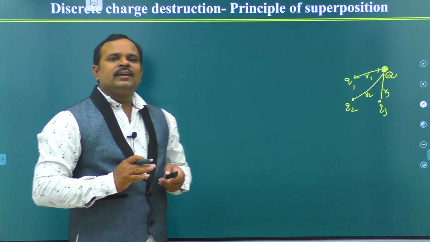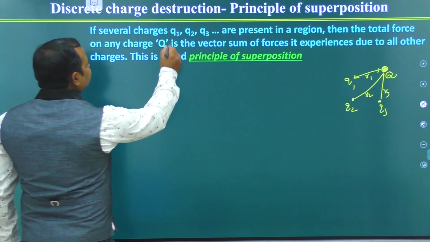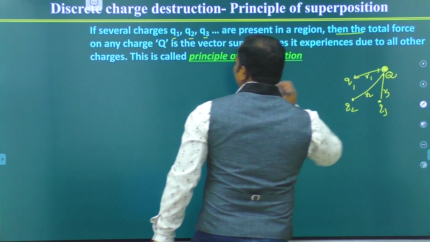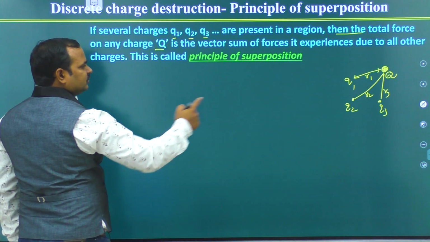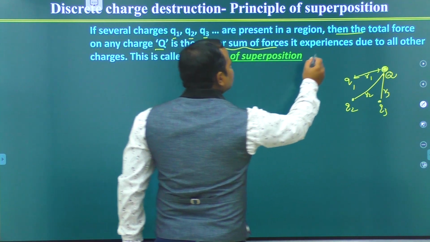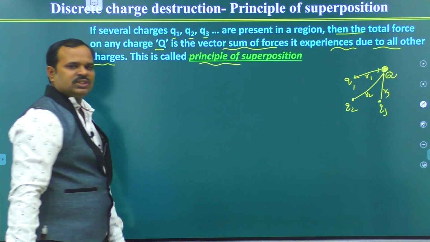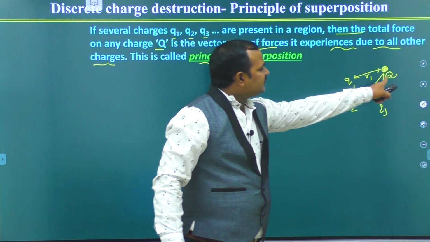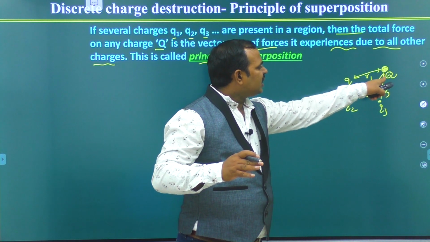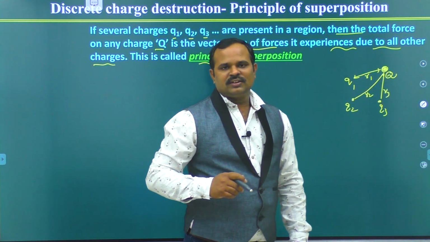This is given by the superposition principle. If several charges Q1, Q2, Q3 are present in a region, then the total force on any charge Q is the vector sum of the forces it experiences due to all other charges. This is called the principle of superposition. That will be the total force experienced by the capital Q. Like this way.